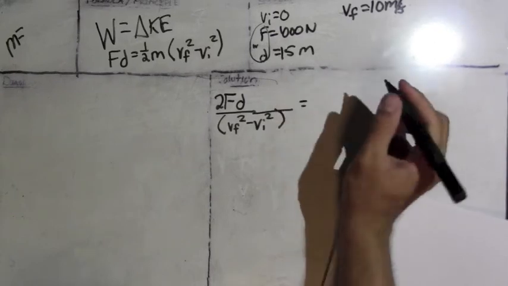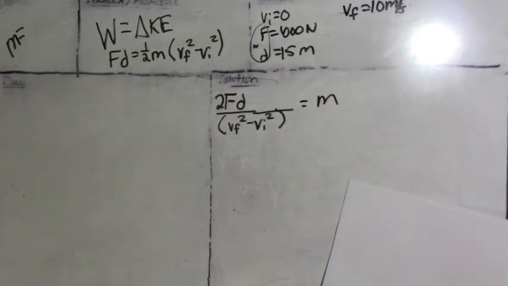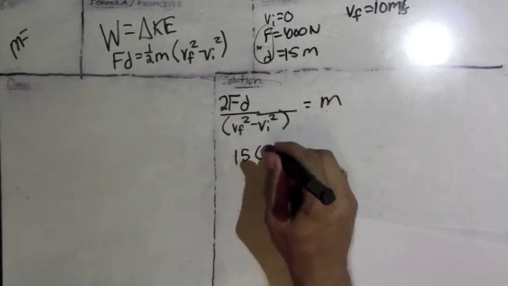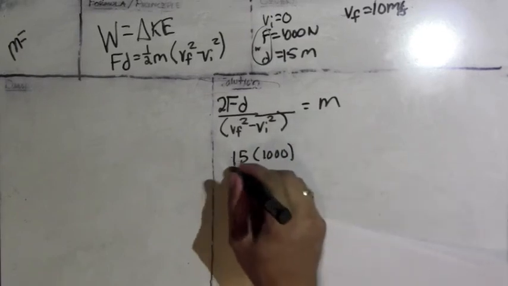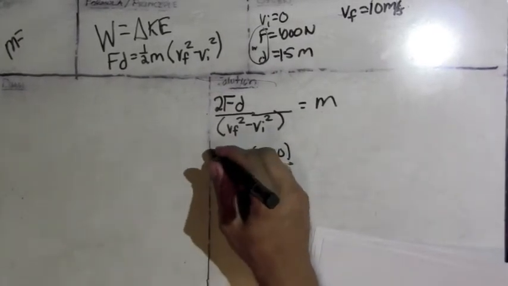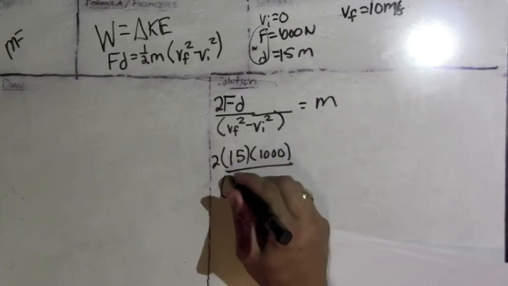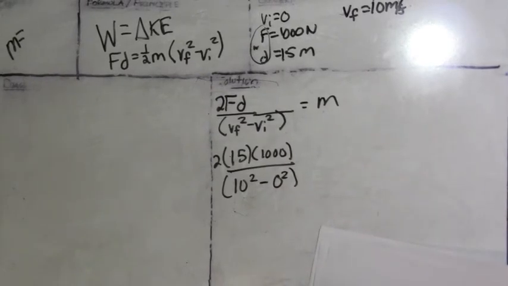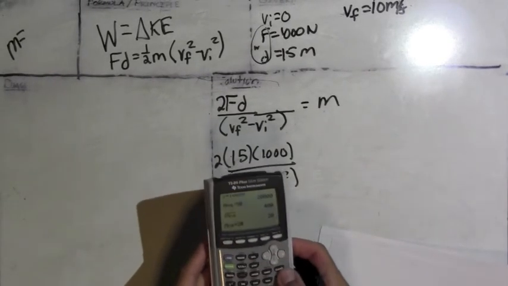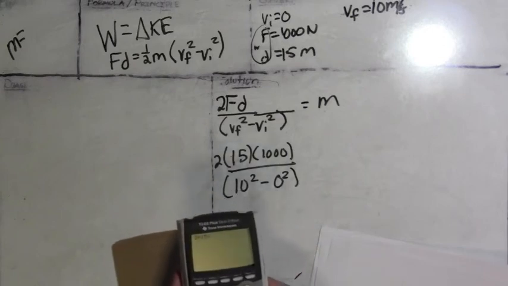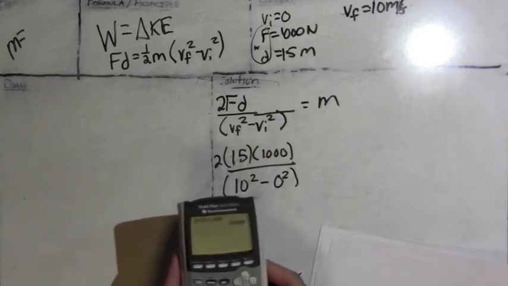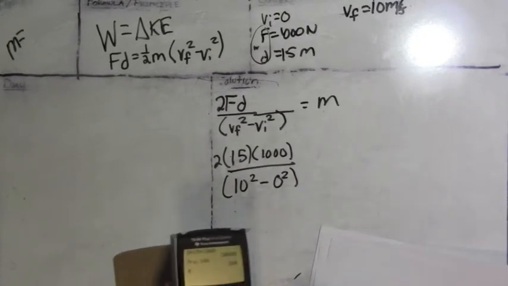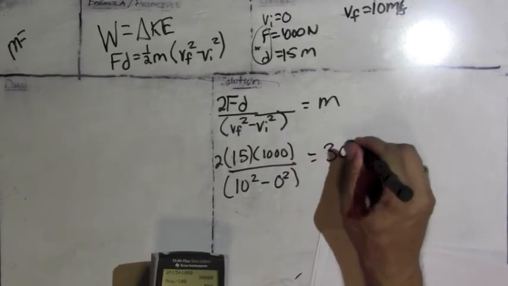That is equal to the mass. So, when you do this, you have F times D is 15 times 1,000 divided by, oh, forgot our 2 factor, divided by 10 squared minus 0 squared. So, we go ahead and go to our calculator and we say 2 times 15 times 1,000 divided by 100, or excuse me, 10 squared is 100 minus 0 is going to be 100, and we end up with a mass value of 300 kilograms.